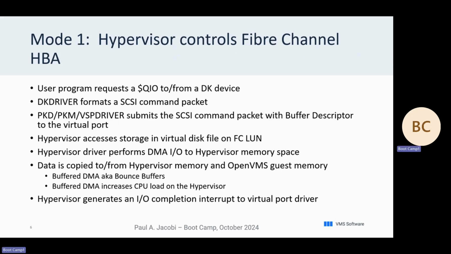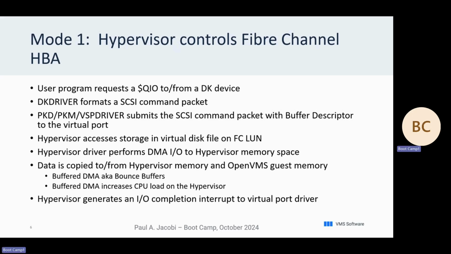So in mode 1, a user program requests a QIO from a DK device. The DK driver formats a SCSI command packet. It hands it off to a port driver, which can be PKD, PKM, or VSP driver, which submits the SCSI command packet and a buffer descriptor to the virtual port. The hypervisor then accesses storage in a virtual disk file on the Fibre channel LUN. The hypervisor performs a DMA operation to hypervisor memory space. The hypervisor then copies the data from hypervisor memory space into OpenVMS memory space.